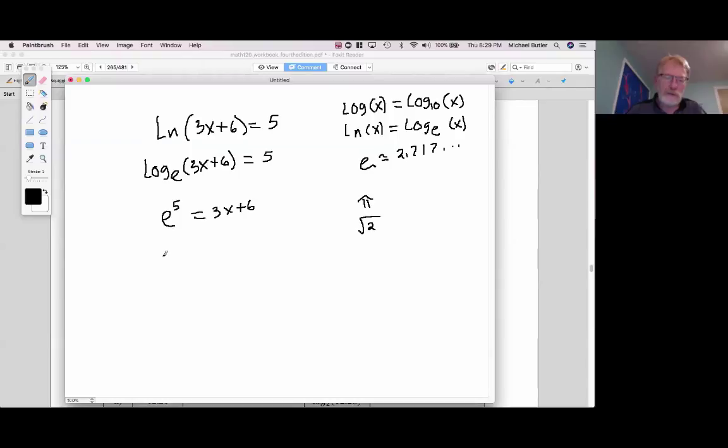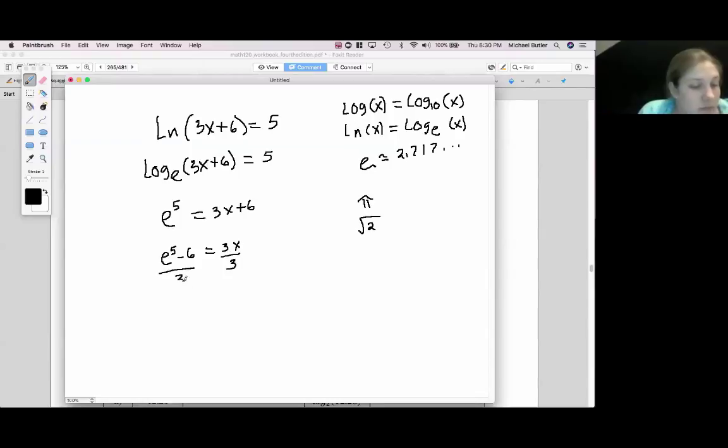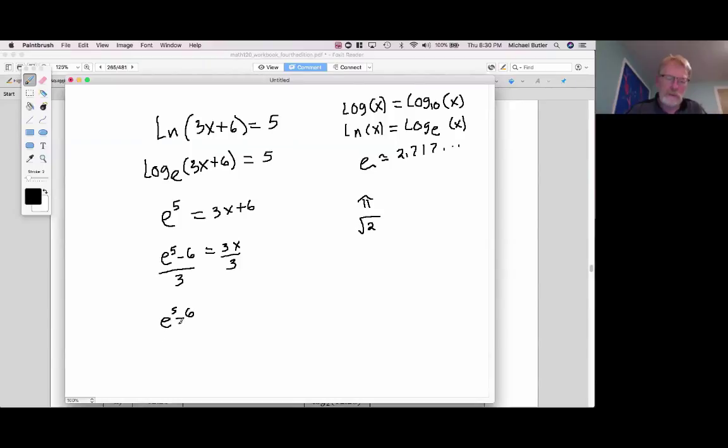So let's subtract 6 from both sides. So we get e to the 5th minus 6 is equal to 3x. And then we're going to divide both sides by 3. And if I do that, I get e to the 5 minus 6, divided by 3, is equal to x. Okay, so now that's the exact answer.